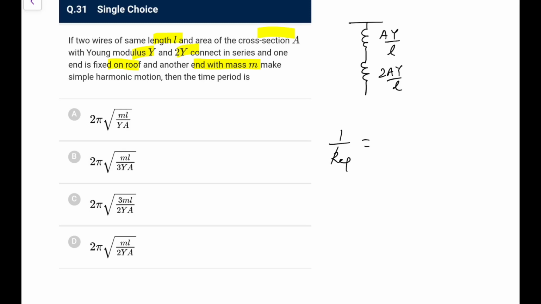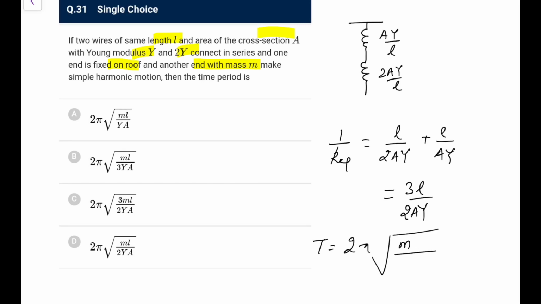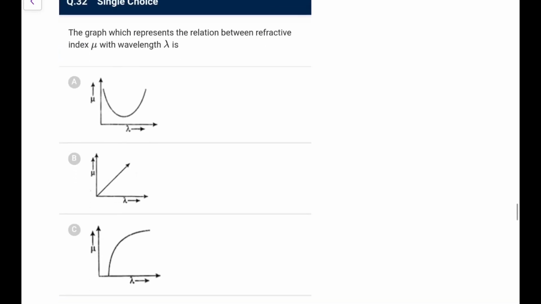1 upon k equivalent is 1 by k1 plus 1 by k2. So that would be equal to L upon 2AY plus L upon AY. So if I take 2AY as the LCM, that would be 3L upon 2AY. So k is 2AY by 3L. So time period is 2 pi root of m by k. K becomes 2AY and this becomes 3L. So what we are left with is the choice, let me check, this is option C, that is a nice one.